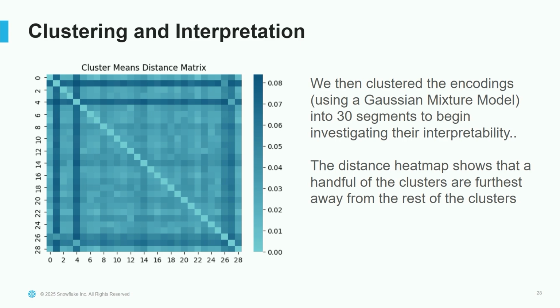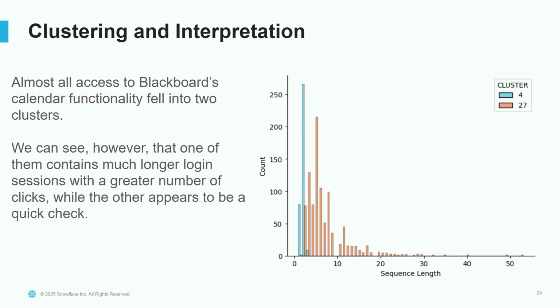But we used this as a good start for investigating to see if there was interpretability that came out of these encodings. And if you look at cluster 4 and cluster 27, you can see they're both further away from everything else, but they're closer to each other. So I said, what are these? And it turns out that basically all of Blackboard's calendar functionality use fell into these two clusters.